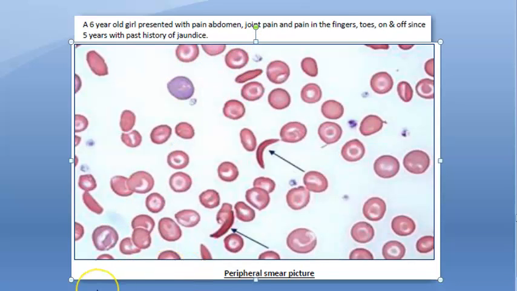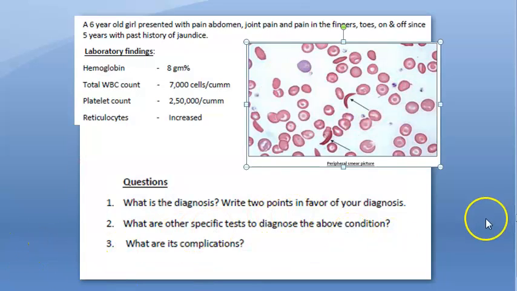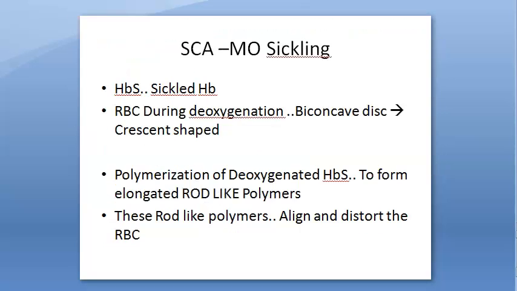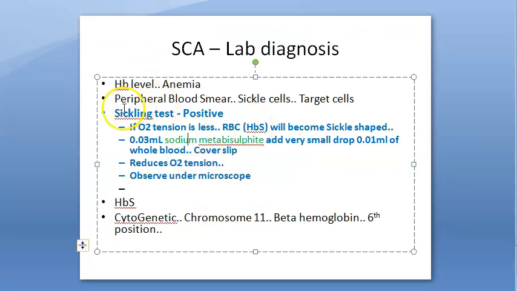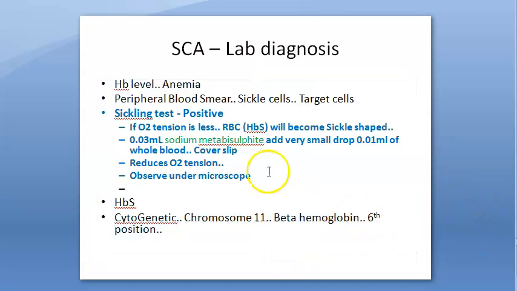What else can you do? You can do a sickling test, we'll come to the details. Then you can check hemoglobin, where S-type hemoglobin will be there. Then with cytogenetics, you can check that chromosome 11 has some defect, and the beta hemoglobin chain 6th position will have the mutation.